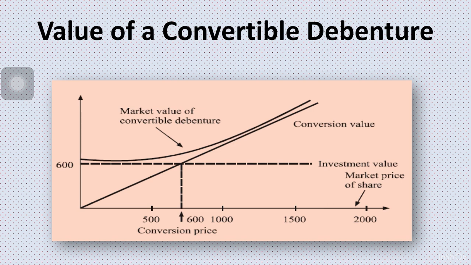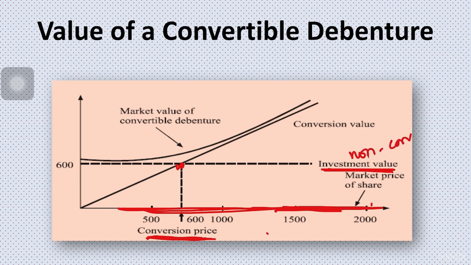And further, we have the diagram over here that explains this. Over here, we have taken the conversion price. And here is the market price of the share. It is an independent factor, that is why we have taken it on the horizontal line. This is your investment value. What is the investment value? The non-convertible debentures. This is your market price and this is your conversion price.